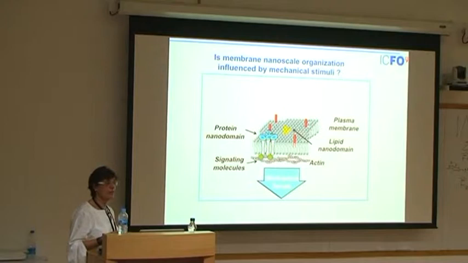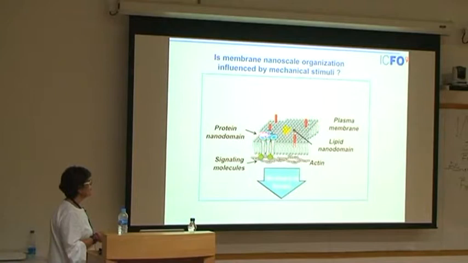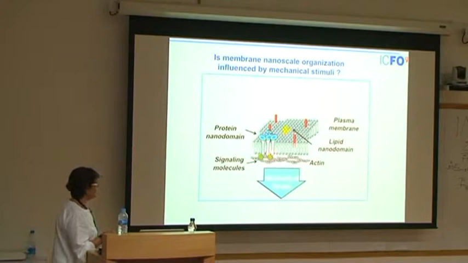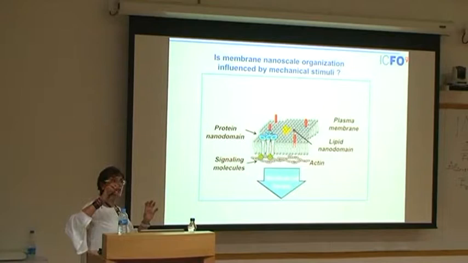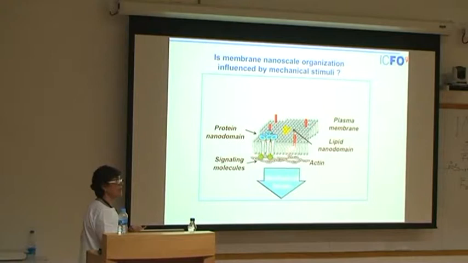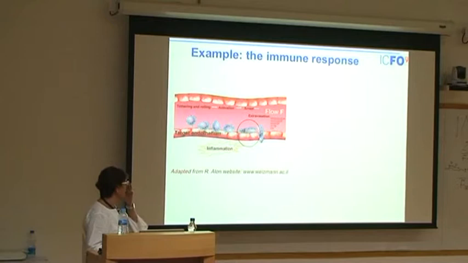All these components I told you about before, the plasma membrane, the lipid nanodomains, the clustering of small proteins, as well as signaling molecules and the actin, should in principle also be sensitive to forces. Since the organization of these components has a very important role in cellular function, mechanical stimuli, by rearranging things, should also have an impact on cell function. A very clear example of the importance of forces that our group is working on is in the context of the immune response.